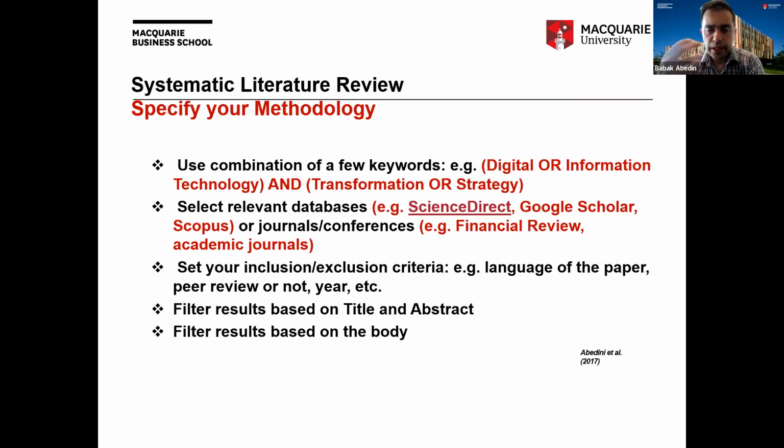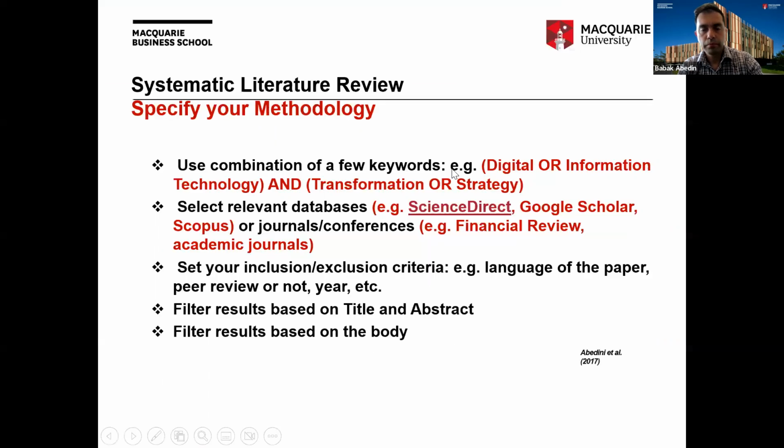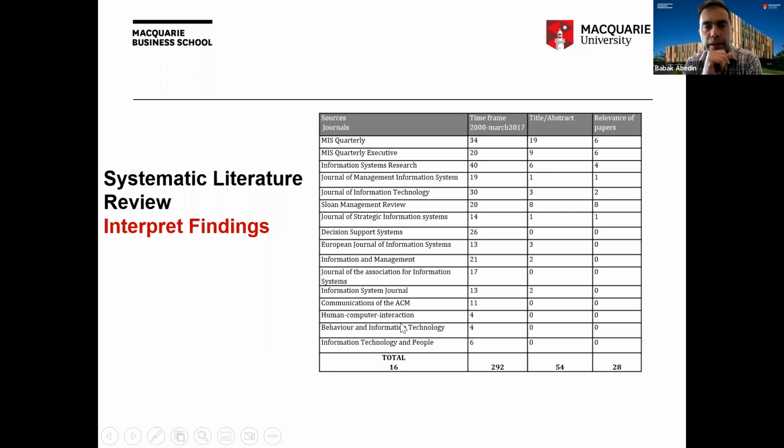Now, in my example, as I indicated earlier, we went to Scopus. We used these keywords, and we limited to the year. We only selected English papers. We went through title, abstract, and body, and then we came up with these findings. We looked at from year 2000 to 2017, and we came up with 292 papers.